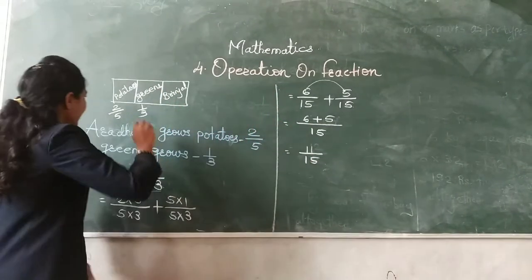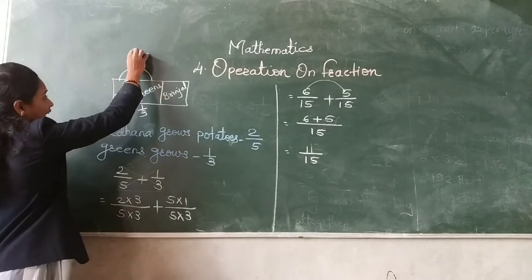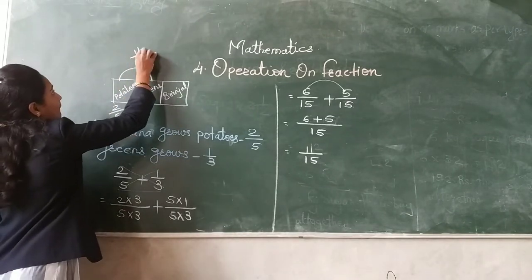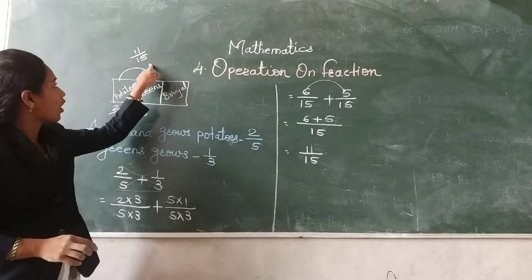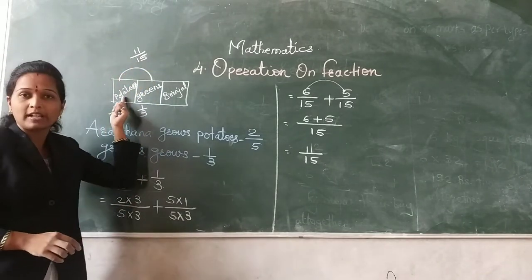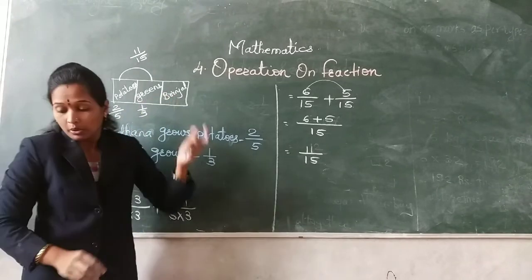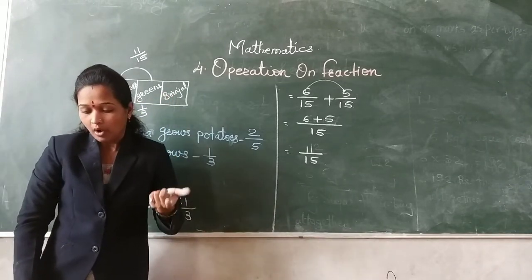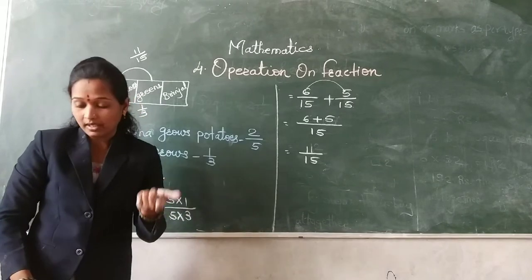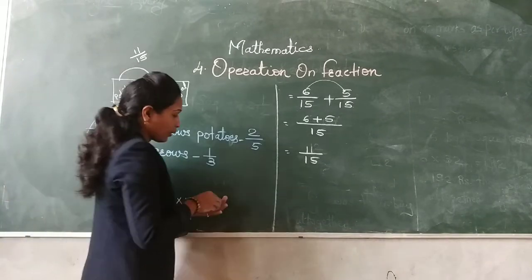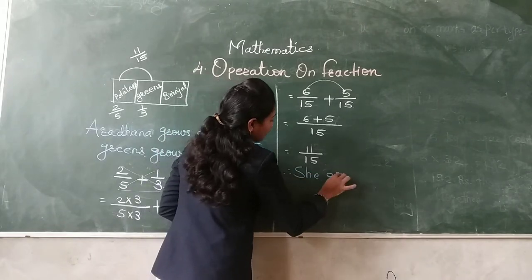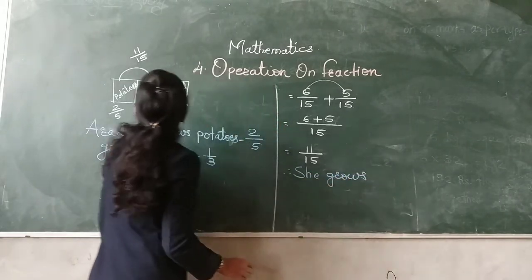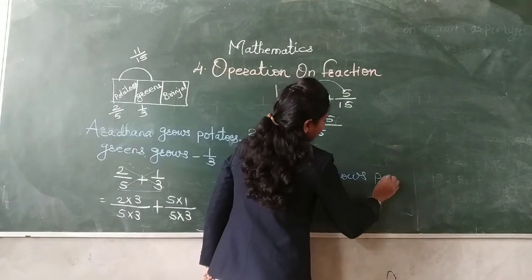If you observe, it means what? Potatoes and greens, she can grow in 11 upon 15 part of her field. Okay, so the question is there, how much of her plot did she plant brinjals in? So brinjals we have to find out. First of all, write down here, therefore she grows potatoes and greens.